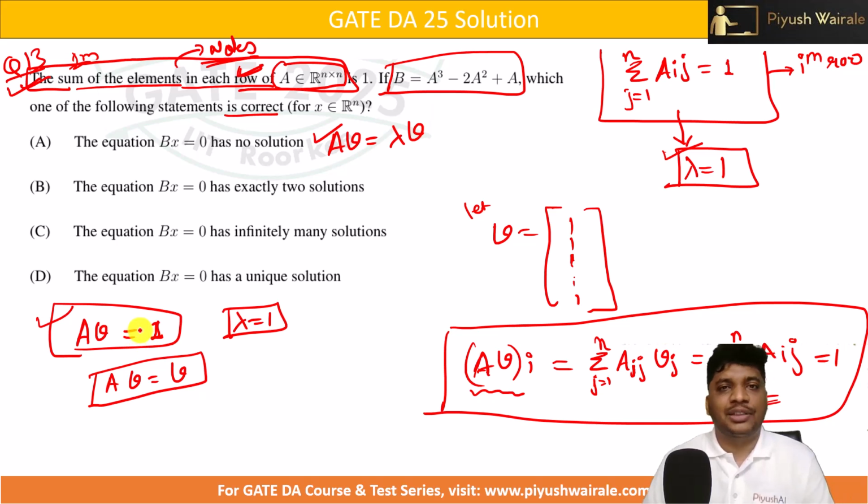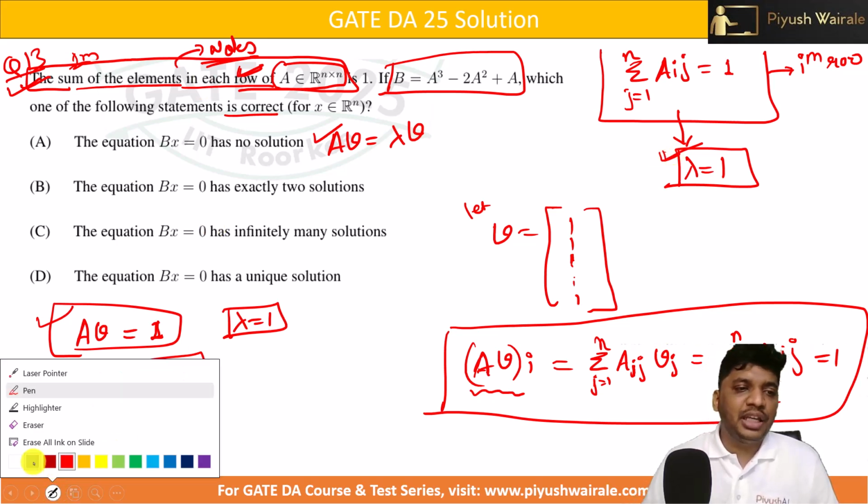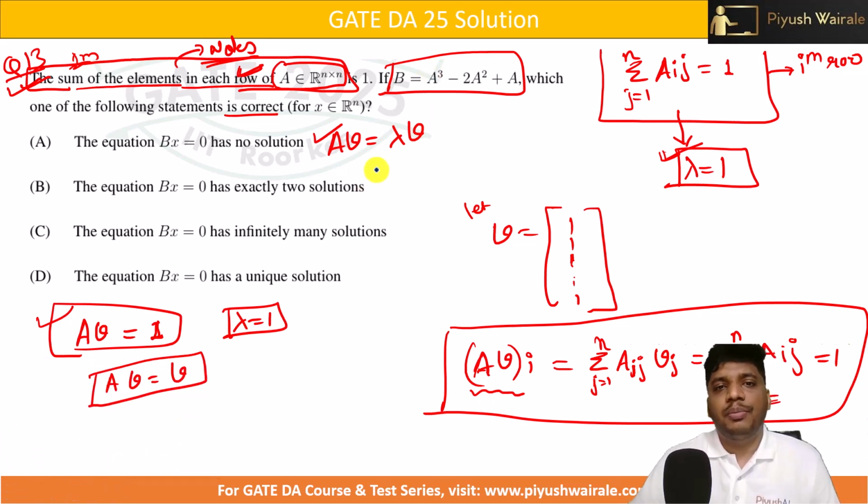So this question was asked for 1 mark, and if you know that this statement means eigenvalue equals 1, you can easily solve this question. This is what we can say from the given information. Now next is expression B. We have B equals A cube minus 2A square plus A, right? So what's the eigenvalue of B here? We know the eigenvalue of A, that is lambda equals 1.